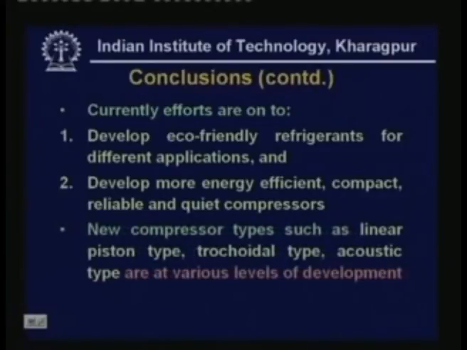There are also other types of compressors such as the linear piston type, trochoidal type, and acoustic type compressors. These are being developed and are still at various levels of development, and they have certain advantages compared to the conventional compressors, but, as I said, they have not yet been commercialized.